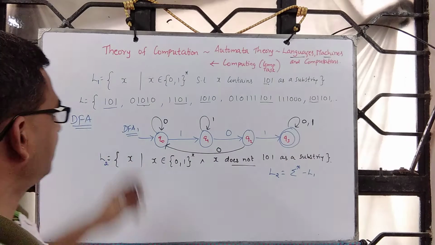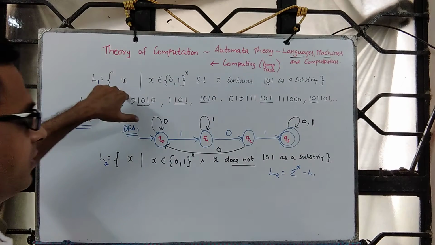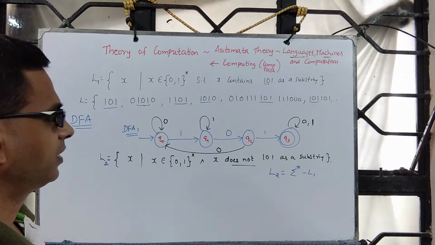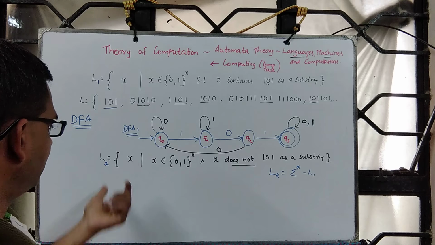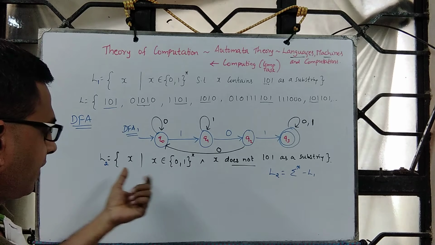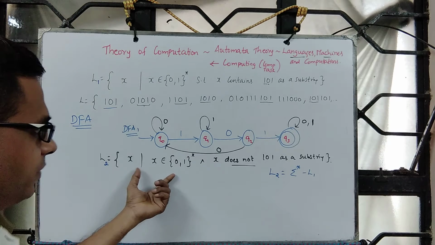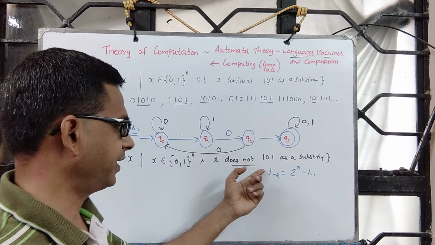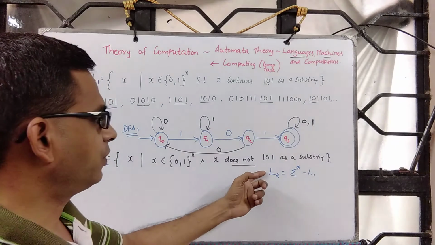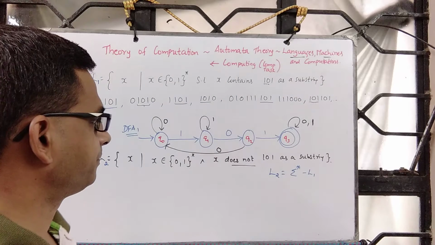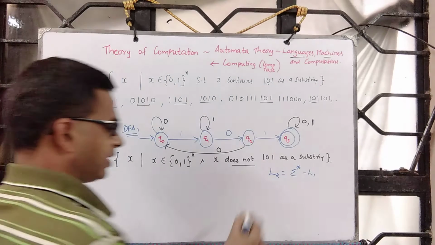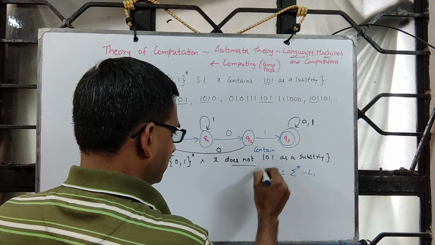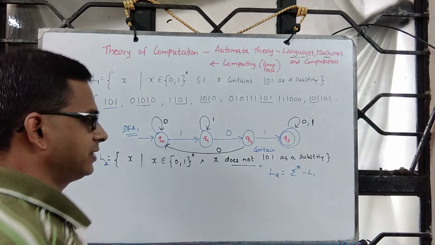Let us revisit this language and look at a couple of variations of this language. Consider this. It contains the set of strings over 0, 1 not containing 101 as a substring. So x does not contain 101 as a substring.